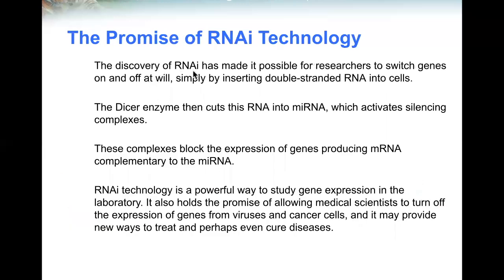The discovery of RNAi has made it possible for researchers to switch genes on and off at will, simply by inserting double-stranded RNA into cells. The dicer enzyme then cuts this RNA into miRNA, which activates silencing complexes. These complexes block the expression of genes producing mRNA complementary to the miRNA. RNAi technology is a powerful way to study gene expression in the laboratory. It also holds the promise of allowing medical science to turn off the expression of genes from viruses and cancer cells. It may provide new ways to treat and perhaps even cure diseases.